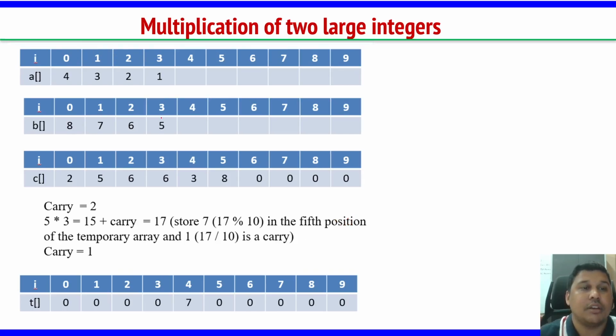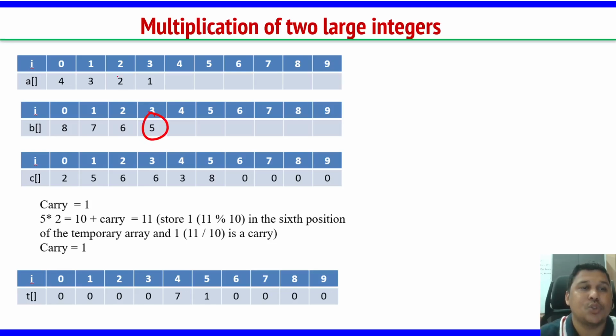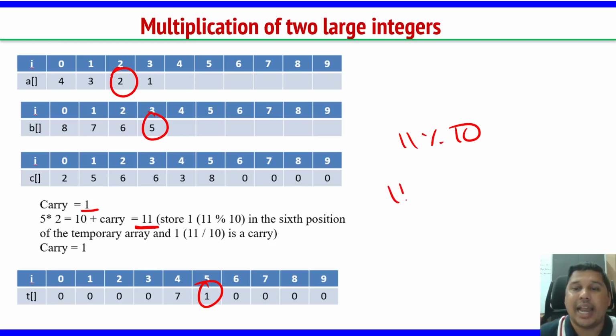Second time, then 5 into 3, 15 plus carry 2, 17. 7 comes here, carry remains 1. Then third time, 5 into 2, 10 plus the previous carry 1, it becomes 11. In that 11, if I extract 11 modulo 10, I get the value 1, which I am inserting into the array, and 11 by 10, carry becomes 1.